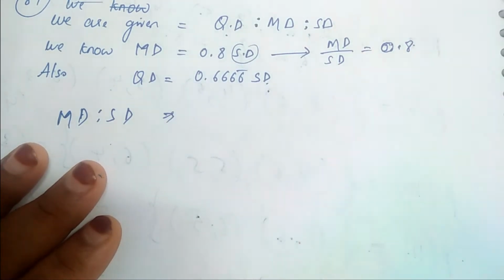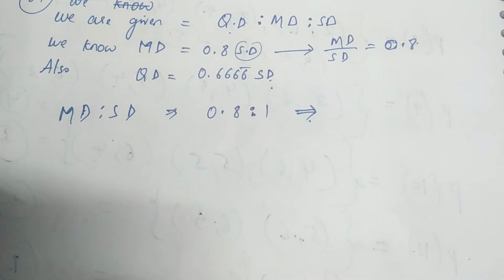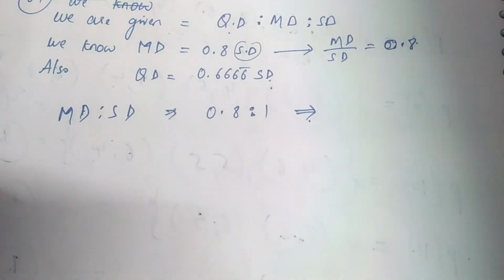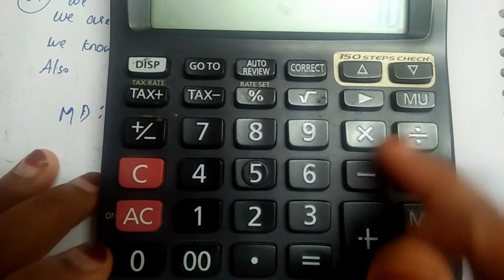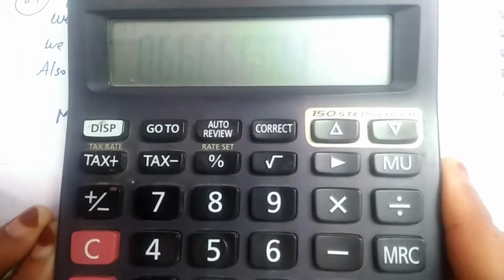0.8. Okay, so let's check all the options given. We need to check only these two things, right? 10 is to 15 and all these. So first let's check 10 is to 15. 10 divided by 15, are we getting 0.8? No, we are getting 0.66667.